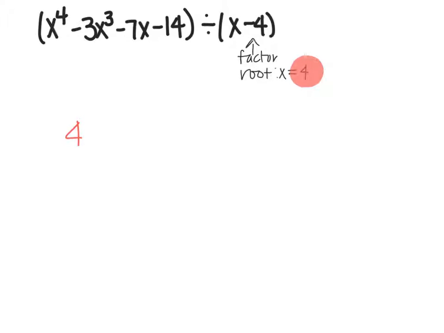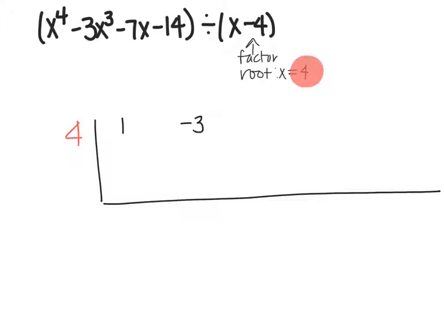And then I'm going to draw my box. I'm going to make this really big because I want to make sure that I have plenty of space to write, because I'm going to, again, just go through a lot more detail than you probably need. So I have 1, negative 3. Notice that I am missing my x squared term here, so I'm going to make sure that I include a 0 for that x squared term. And then I have my negative 7 and my negative 14.